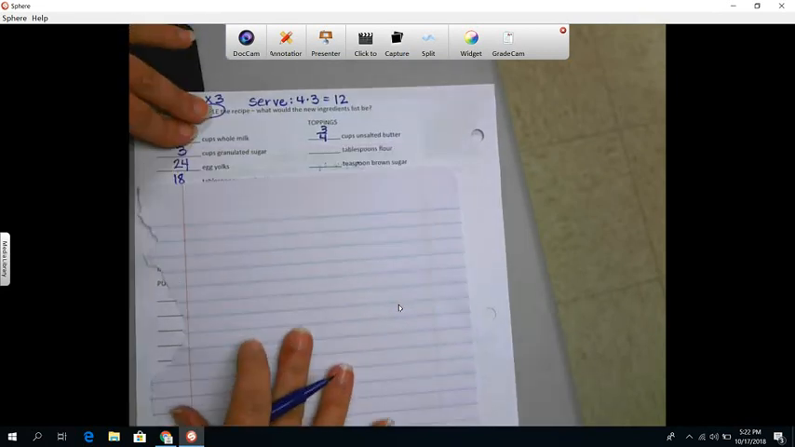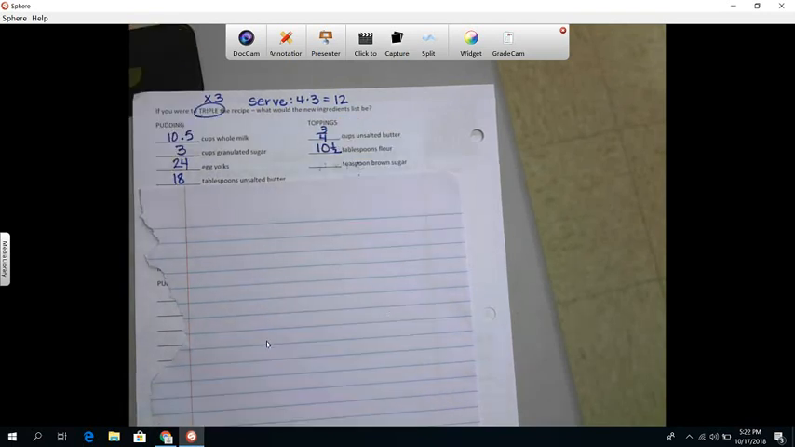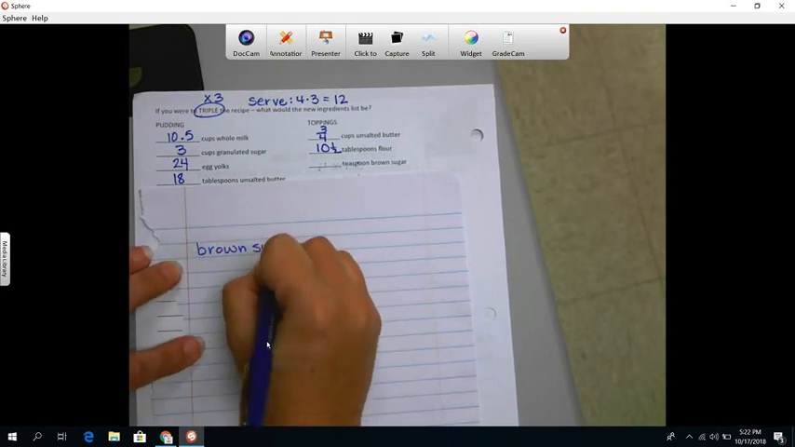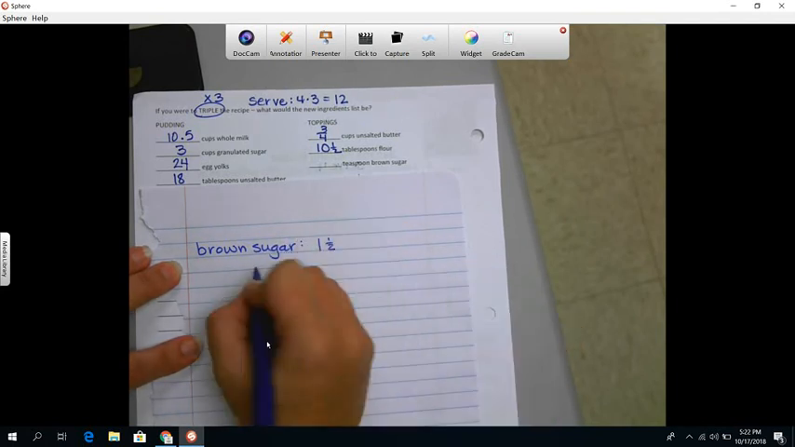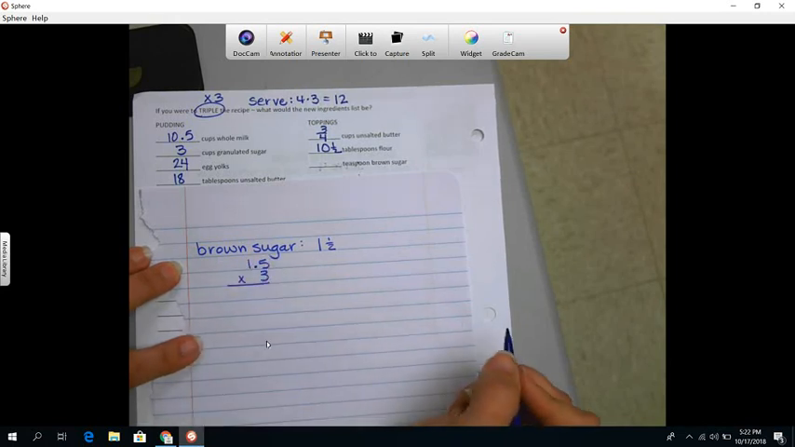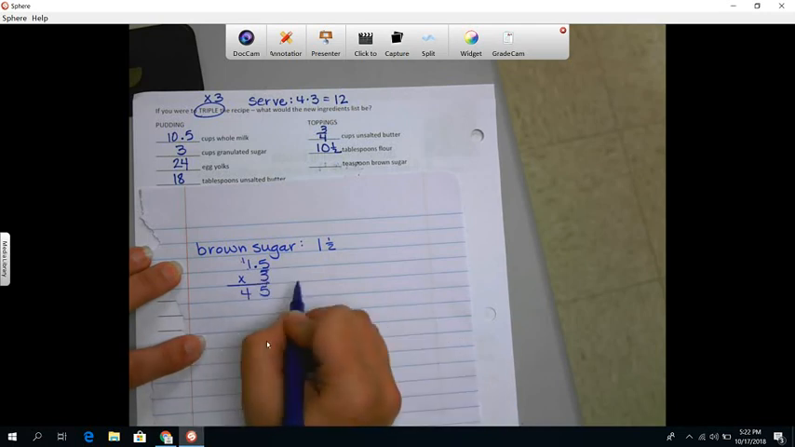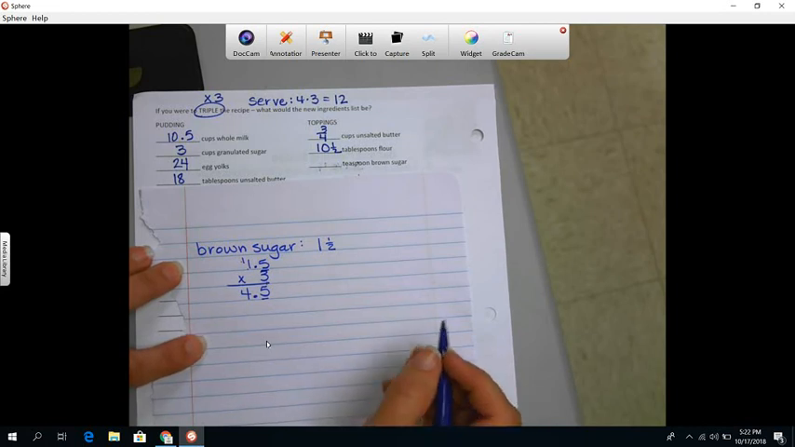Okay? Now, we're going to move on to brown sugar. So brown sugar, we needed 1½ teaspoons. So 1.5 times 3, because remember we're still tripling it, we needed to serve 12 people. So 3 times 5 is 15, 3 times 1 is 3, plus 1 is 4. Here's one number past my decimal, so we need to move it over once. So we need 4½ cups of brown sugar.